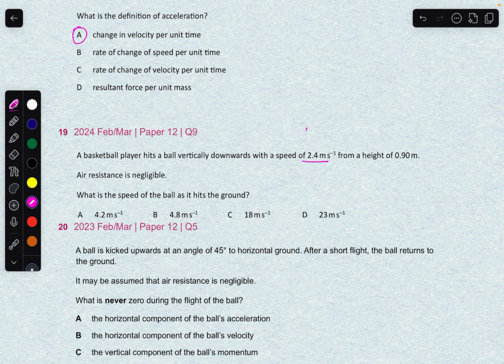In question 19, a basketball player hits a ball vertically downward with a given speed. So you have the vertical initial velocity, at a given height. Air resistance is negligible, which means you have the acceleration, that is g. What is the speed of the ball when it hits the ground? So you have to find v.